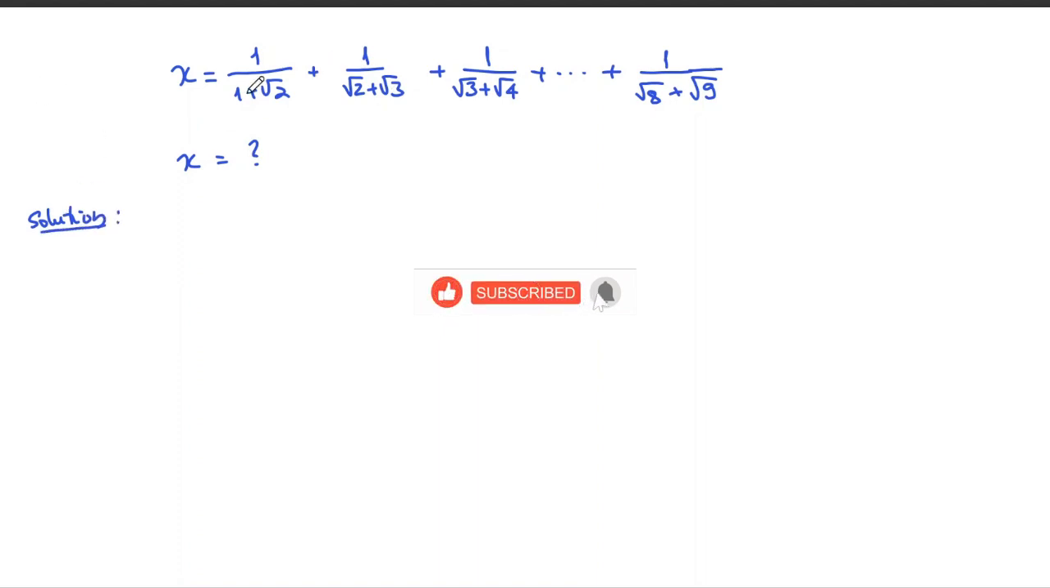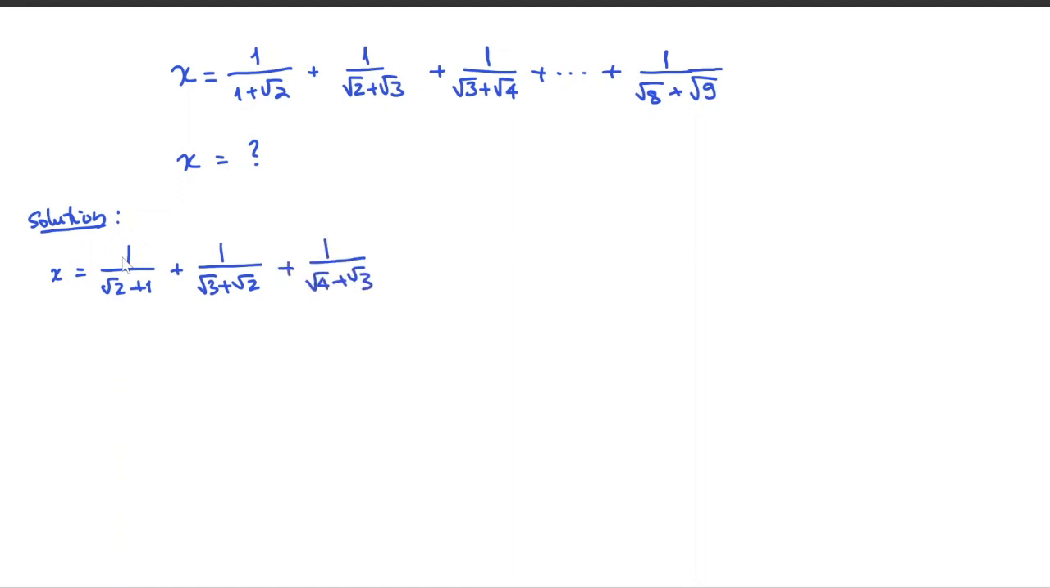I want to rearrange the denominator of each fraction over here a little bit. So I would have x equal 1 over, instead of 1 plus square root 2, I would have square root 2 plus 1 over square root 3 plus square root 2, because square root 2 plus square root 3 is the same as square root 3 plus square root 2, plus 1 over square root 4 plus square root 3, and here I would have 1 over square root of 8 plus square root of 7, and then plus 1 over square root 9 plus square root 8.